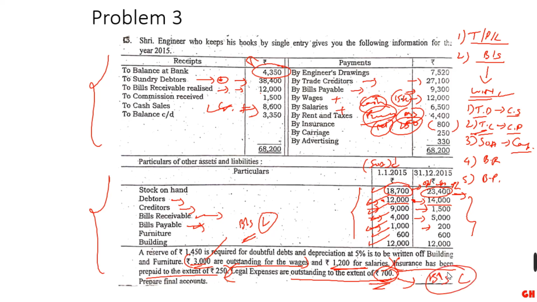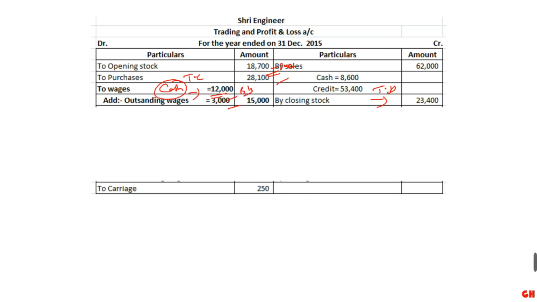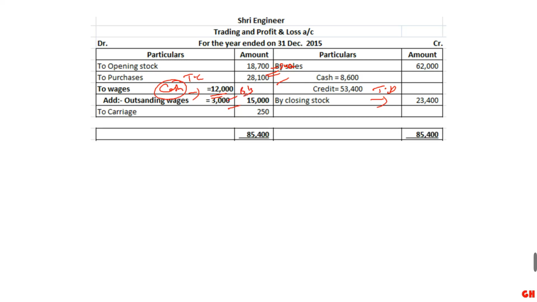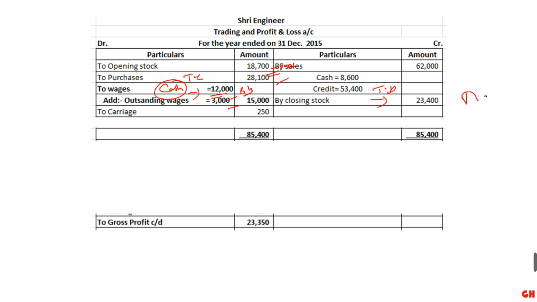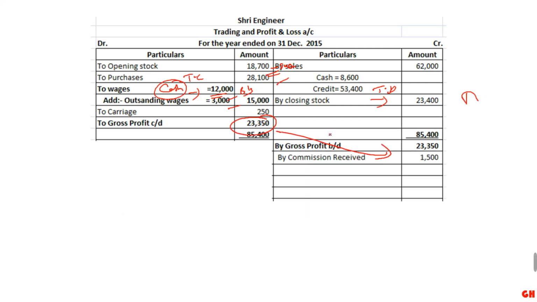Okay, so let us start with the profit and loss account. The remaining part, 15,000, is the answer. We will add this, and the outstanding will be shown in the balance sheet. Then carriage 250. 85,400 is the heavier side. So we will get the gross profit, which is the balancing figure, 23,000.